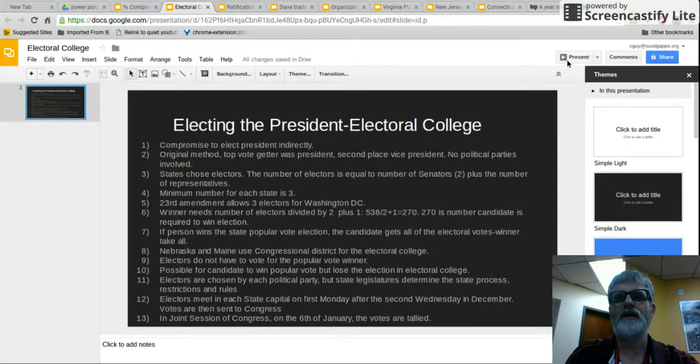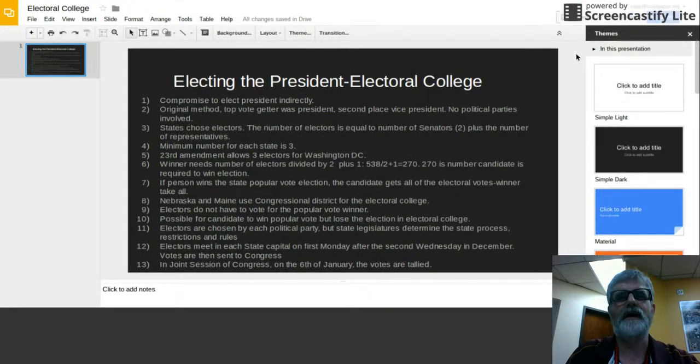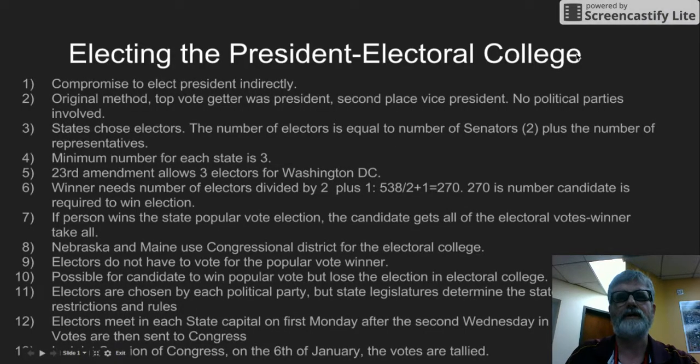The Electoral College, electing the president, was a compromise in the Constitutional Convention. There was the choice of direct election or indirect, and the Electoral College was one of the compromises that came in here. So the original method, the person with the number one electoral votes was the president. The second place was the vice president. There were no political parties involved in the beginning. The Founding Fathers did not like political parties, didn't even think they would be there.